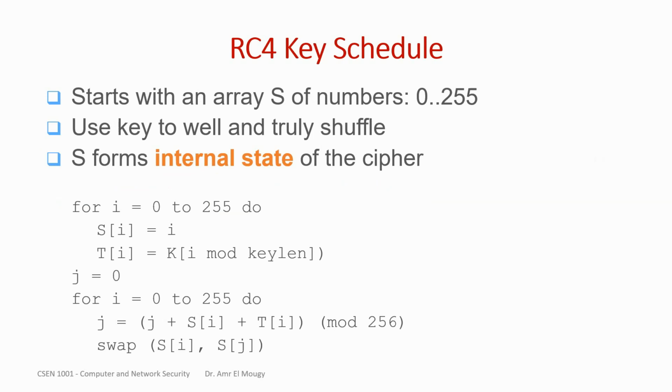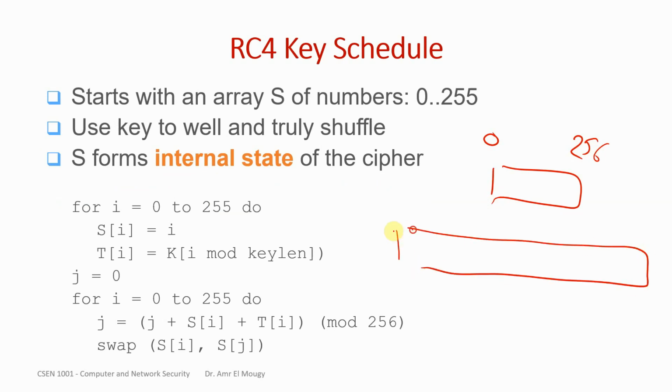So how does RC4 work? Basically, you start with a key. The key can be any value; obviously it cannot be 0 bits, but its maximum can be 256 bits. What you do is you generate an array, and the array basically contains the numbers from 0 until 255. So 0, 1, 2, 3, and so on until 255.